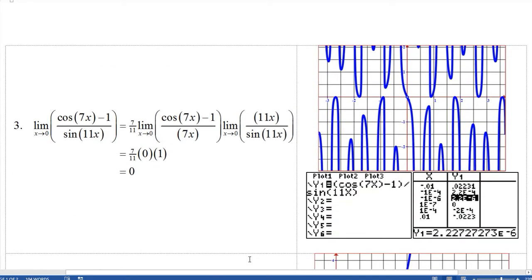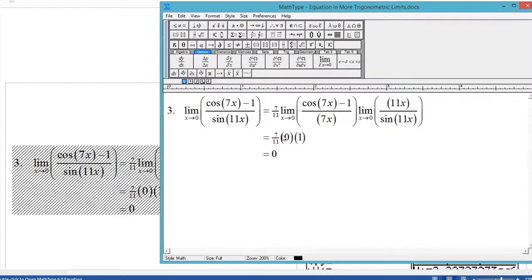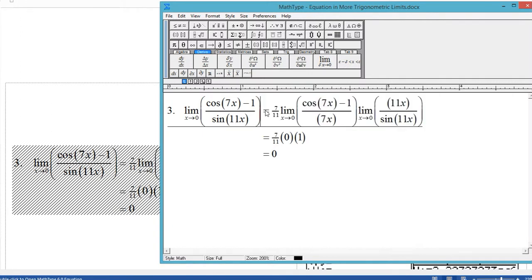Two more examples. Alright, this one here, cosine of 7x minus 1 over sine of 11x, and take the limit as x goes to 0. So I want to break this apart. I've done a couple steps here at once. Let's see. So I've broken it into factors, introduced a couple things which ultimately cancel out, working backwards, and then broken it into several separate limits. So basically, you know what, let me go ahead and add one more step in there so you can see it a little bit better.